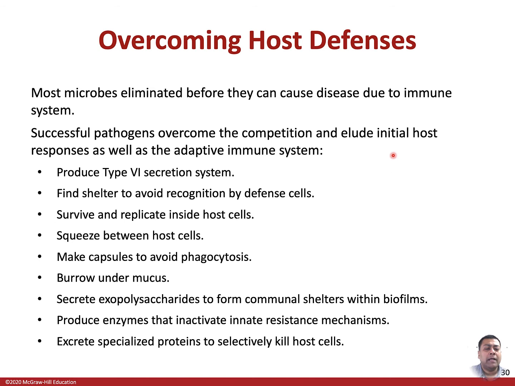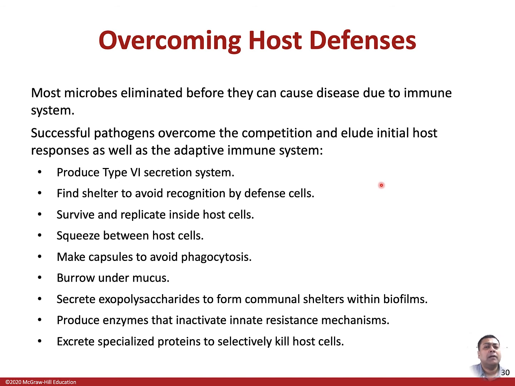Now, on the other hand, successful pathogens, or the primary pathogens, overcome the competition and elude the initial host responses as well as the adaptive immune system. So that will give basically the disease. We are going to talk more about that, but basically our immune system has different tiers: a tier 1, a tier 2 and a tier 3, and all of these need to be breached to establish an infection.